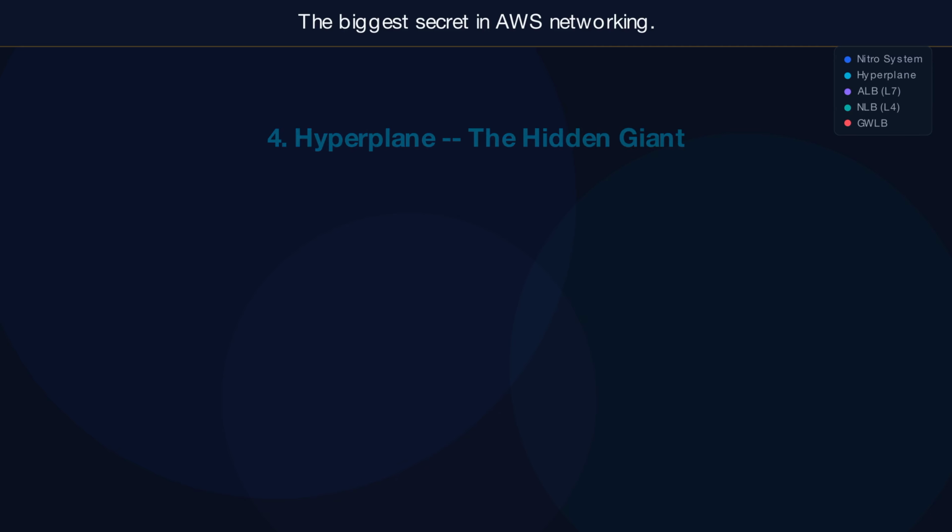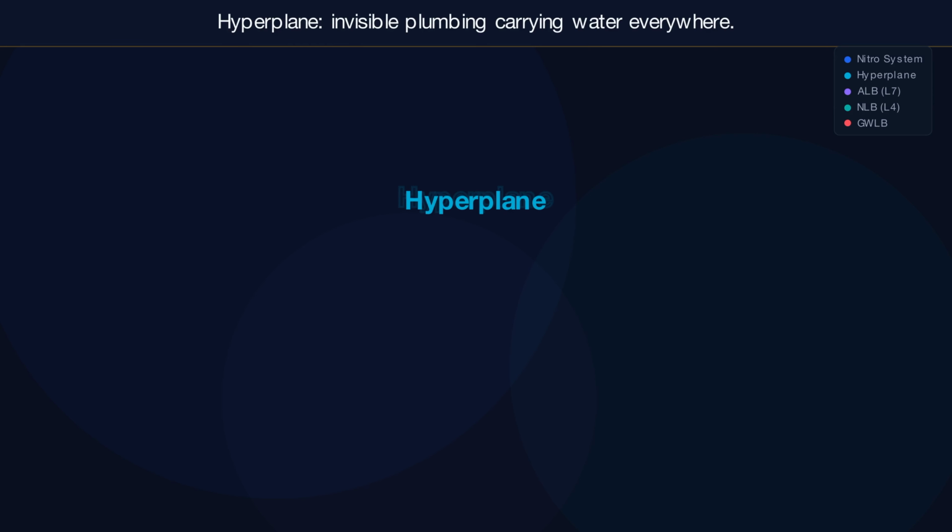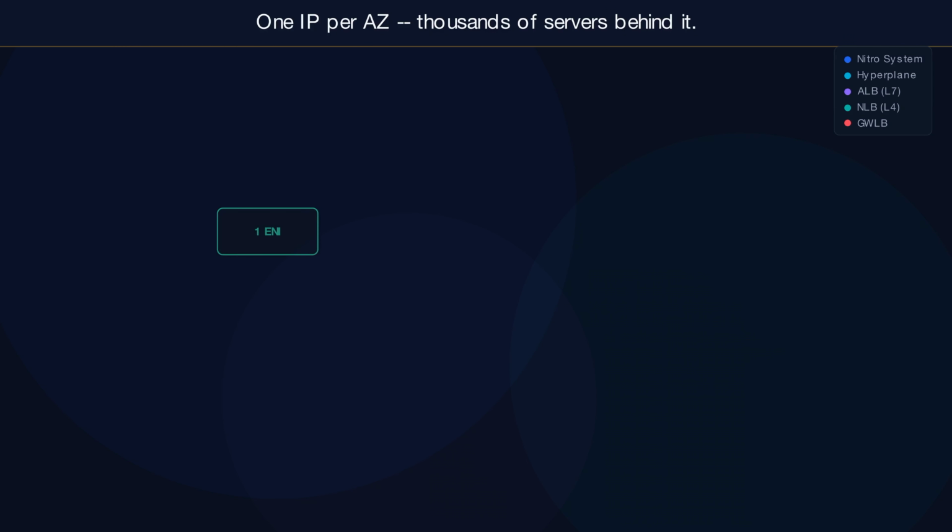Here is the biggest secret in AWS networking. It is called Hyperplane, and it powers nearly everything. Think of it like the underground plumbing of a city, invisible, essential, carrying water to every building. Hyperplane is a network function virtualization platform.